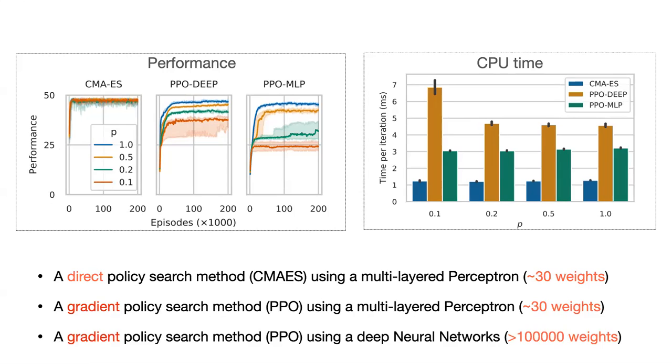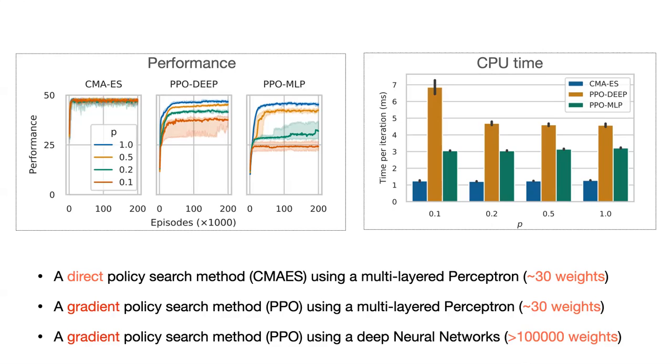The left figure shows that CMAES outperforms both PPO variants in terms of both performance and speed of convergence. Even more, CPU time for CMAES is lower than PPO, as it does not need to compute gradients at each time step. Also, we can see on the left figure that the rarer significant events are, the less efficient PPO is, which is a problem that is not encountered with CMAES.